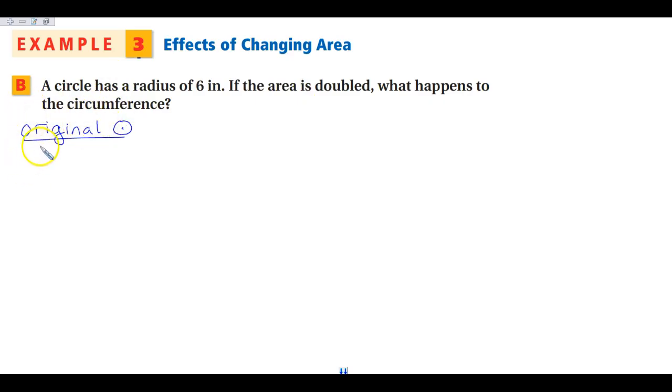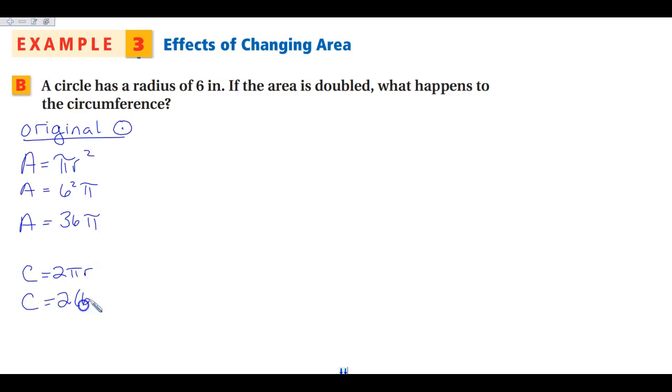All right, so my original area is going to be pi r squared. So it's going to be 6 squared times pi. So my original area is going to be 36 pi. Okay. My circumference for my original is 2 pi r. So it's going to be 2 times 6 times pi. So my original circumference is 12 pi.